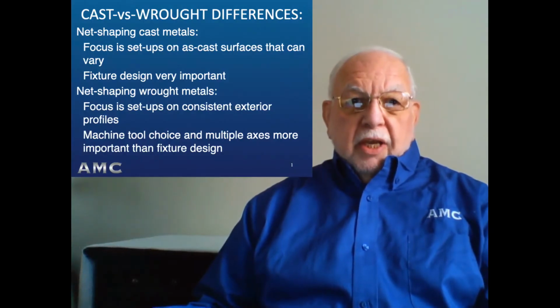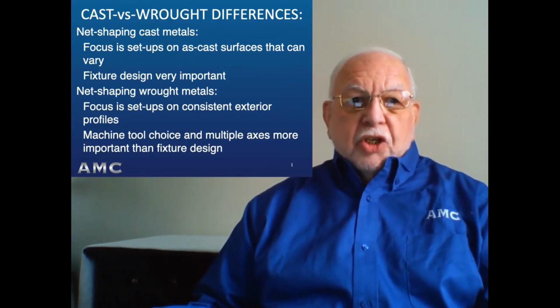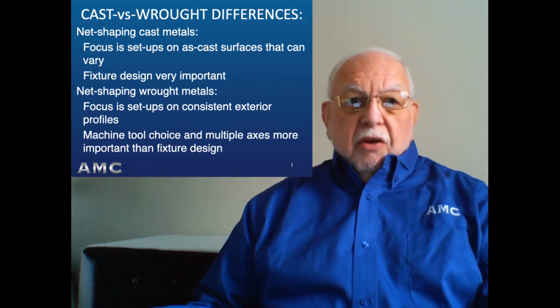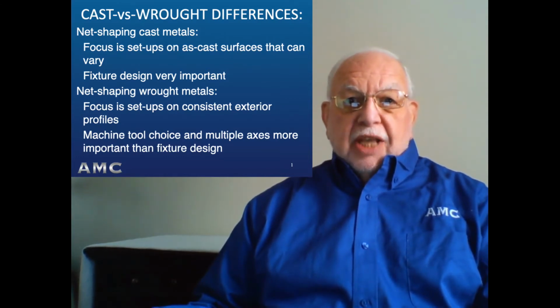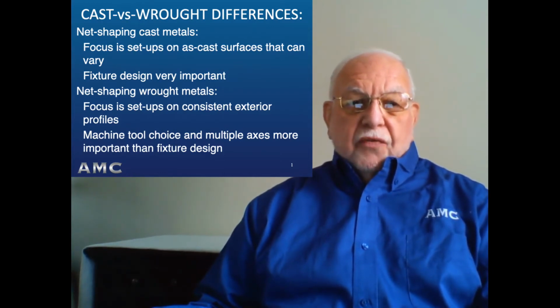A question that is rarely asked: is the machining of castings to final net shape different than machining a net shape from a wrought metal block, a bar, or other primary wrought shape? The answer is yes, significantly different. In the big picture, in a soundbite, the difference is this: machine shops who are good at net shaping castings focus on the fixture design that enables consistent setup against as-cast surfaces.